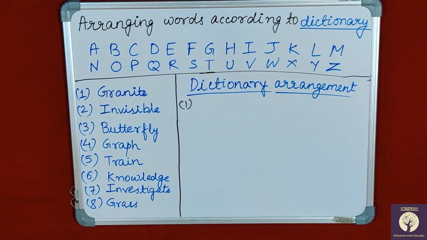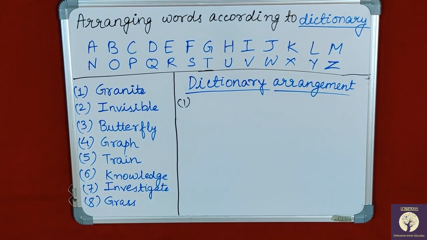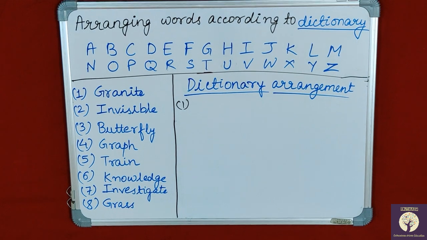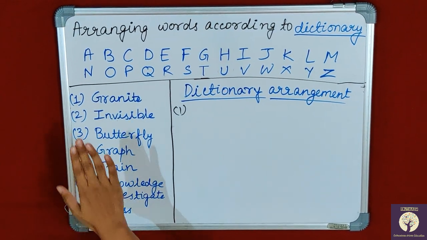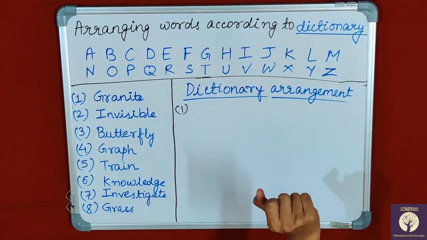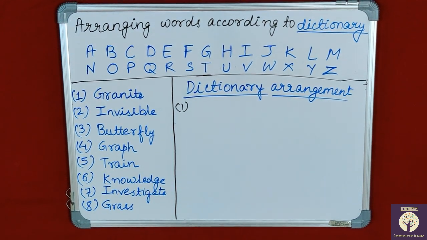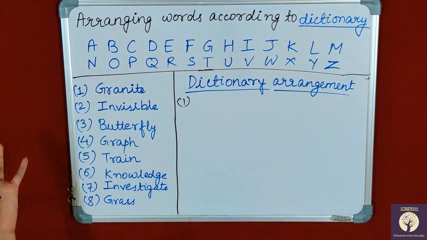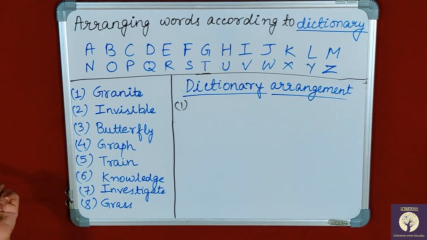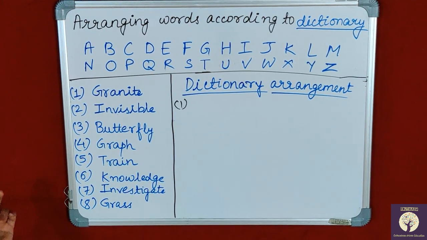The first thing for the beginners especially, which has to be done in order to arrange the words according to dictionary, is to write the alphabet of the English language. The 26 letters we have in our English language, we should write them in order to avoid any confusion for the arrangement.